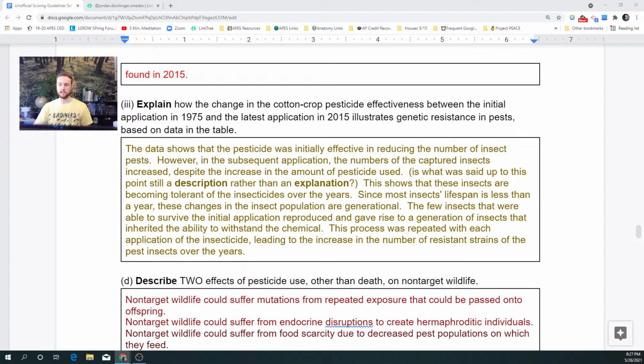So I love this here at the end. This process is repeated with each application, leading to an increase in the number of resistant strains of the pest insects over the years. So there we go. Great question there. Yeah, definitely you don't want the pesticides in your body, so I can't say enough about that. That would be bad. They're a carcinogen.